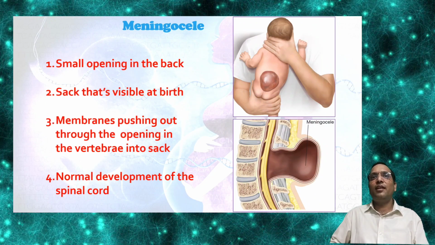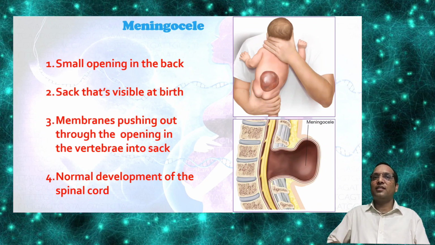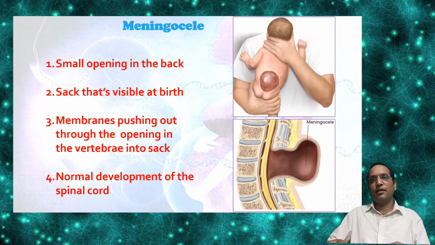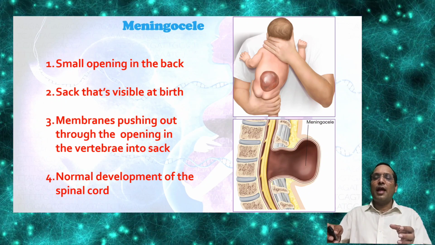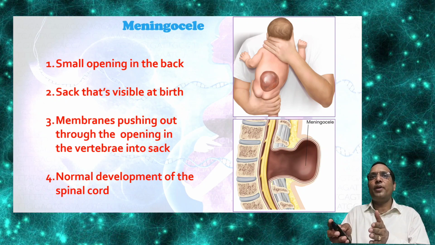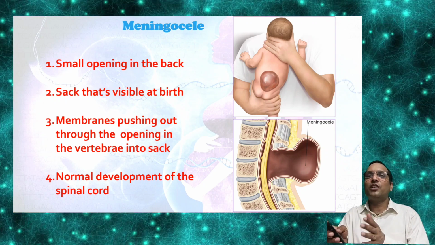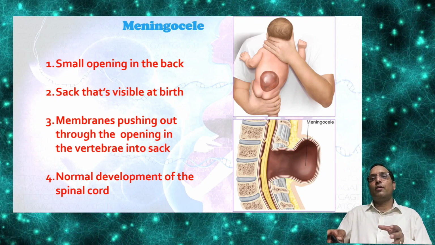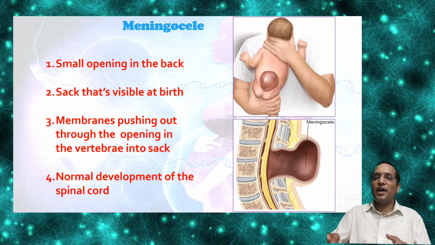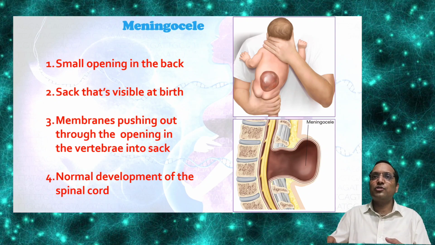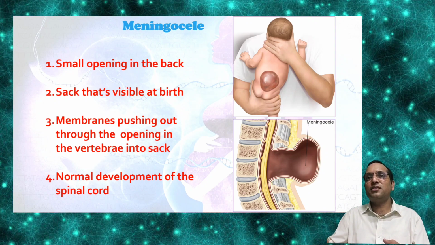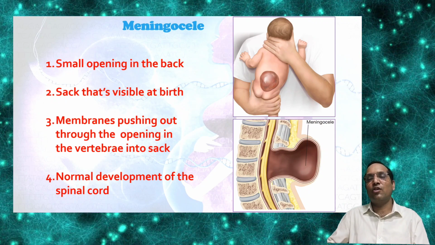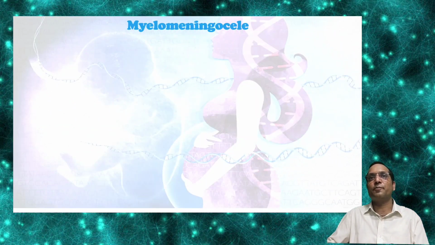And meningocele is a small opening at the back where the sac is visible at birth. Here the sac is visible and membrane is pushing out through the opening in the vertebra into the sac, but there is no herniation of the spinal cord or nerves through this sac, only membrane is found in this sac, and normal development of the spinal cord is there. You can see in this picture.